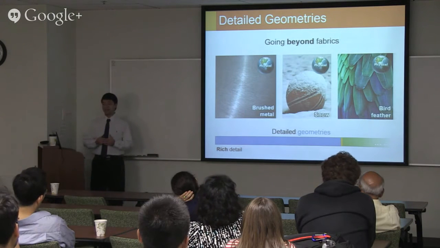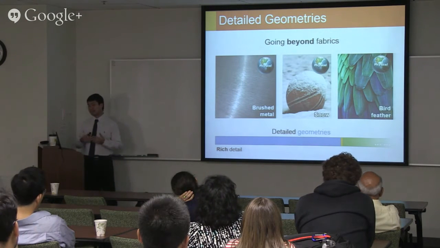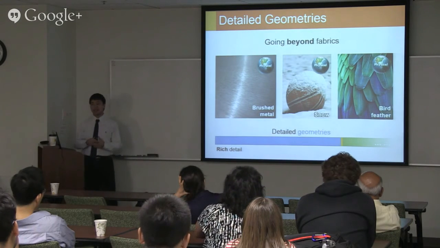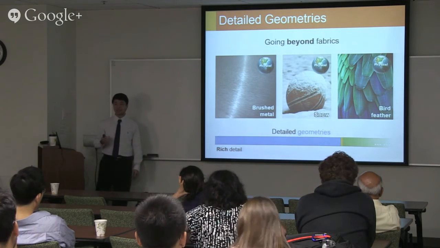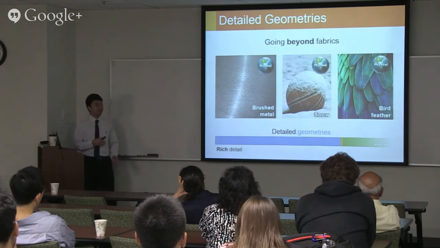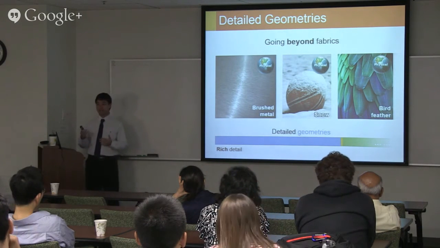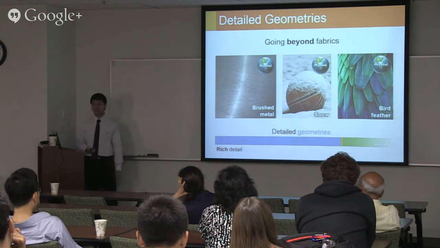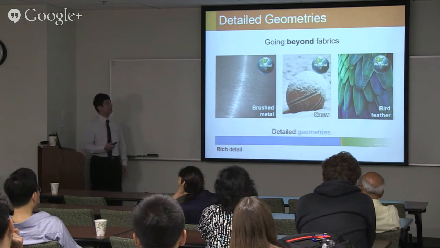On the geometry side, for example, I'm interested to see if the idea we used to handle fabrics can be extended to handle many other materials with complex structures. Although in this case, we might need new ways to acquire their geometry. For example, snow will simply melt in a micro CT scanner. We need something else.